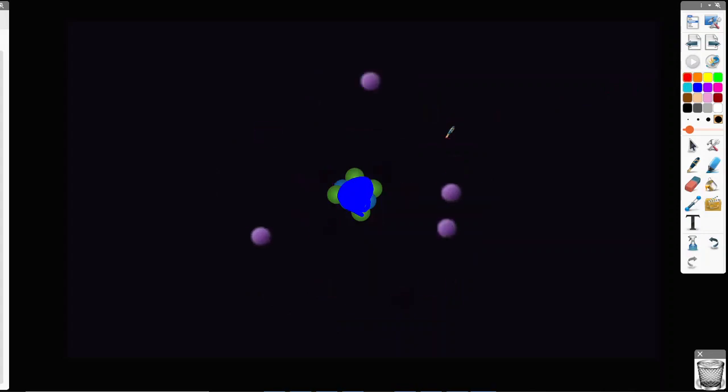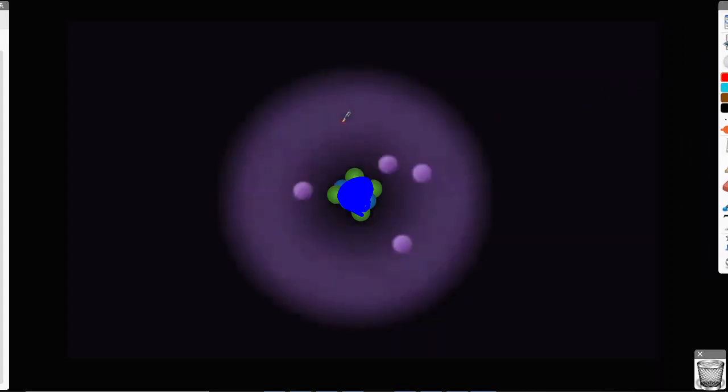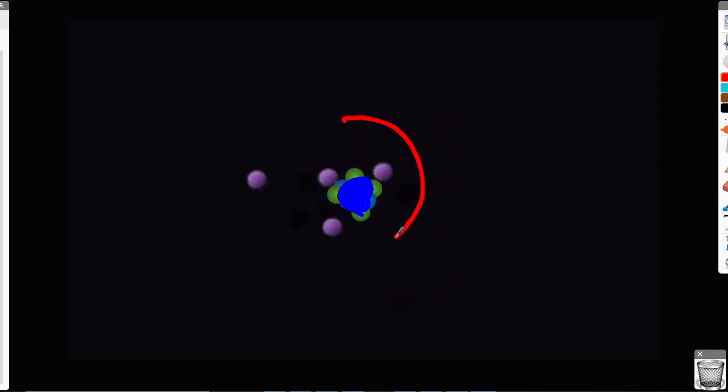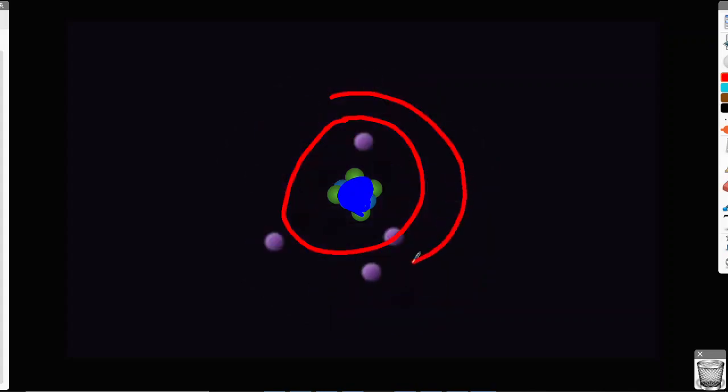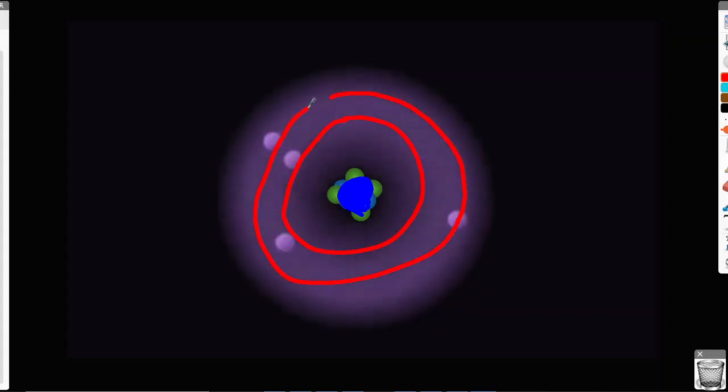Then, according to the planetary model, we have all of these neat little rings around the nucleus. So all of these neat little rings. I have terrible handwriting, or terrible art skills, especially on a computer, so I apologize if these circles look nothing at all like circles.